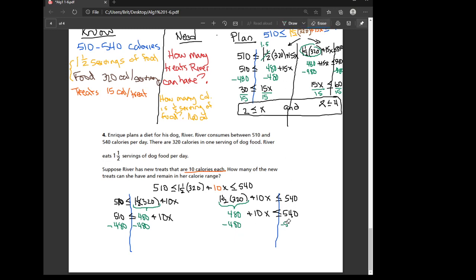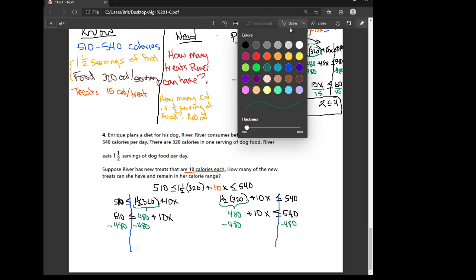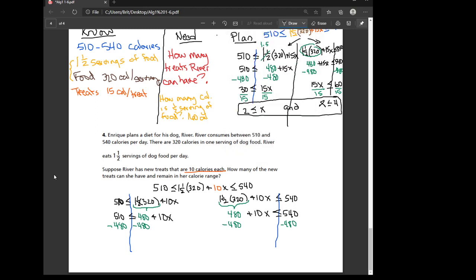Now, some students get really experienced with these compound inequalities, and they know how to solve these simultaneously so they don't have to rewrite it. If you get to that point, that's great. You could go ahead and do that, okay? It's not wrong to do it as one inequality, but it is a lot easier to see it as two.